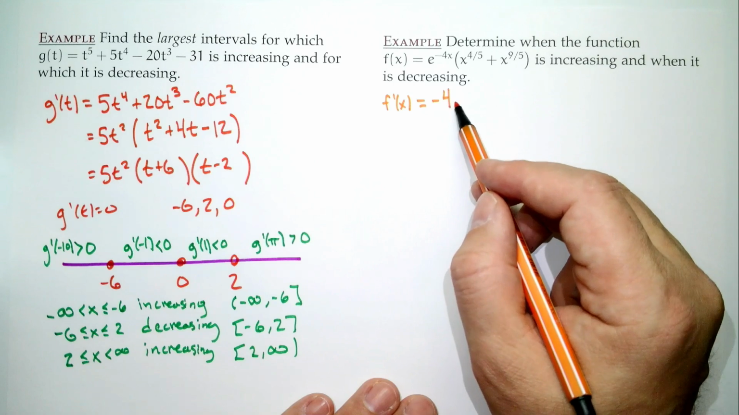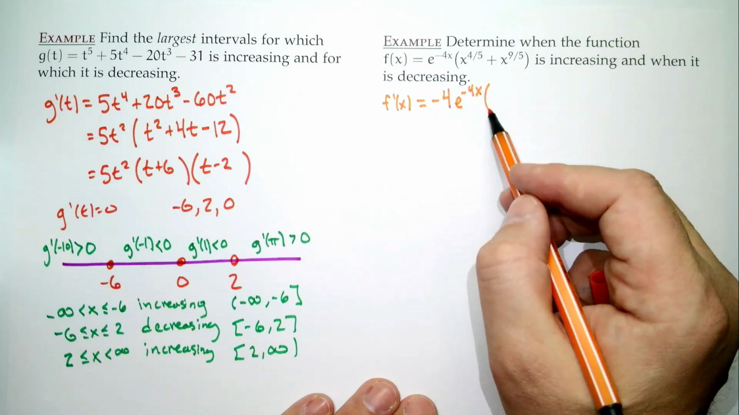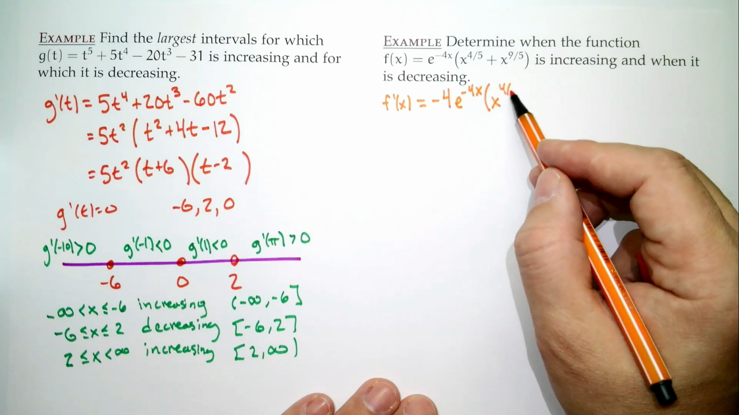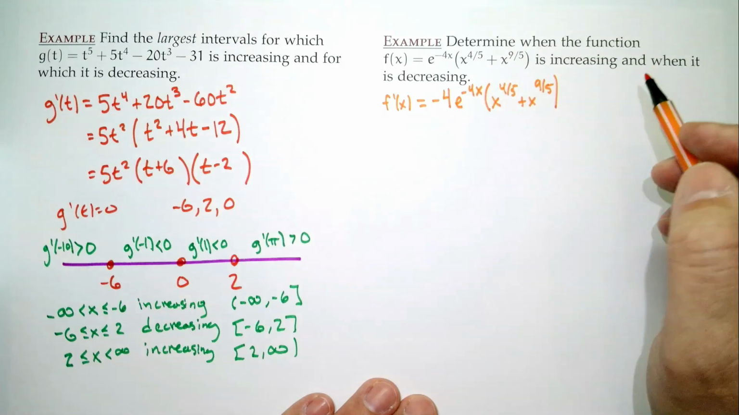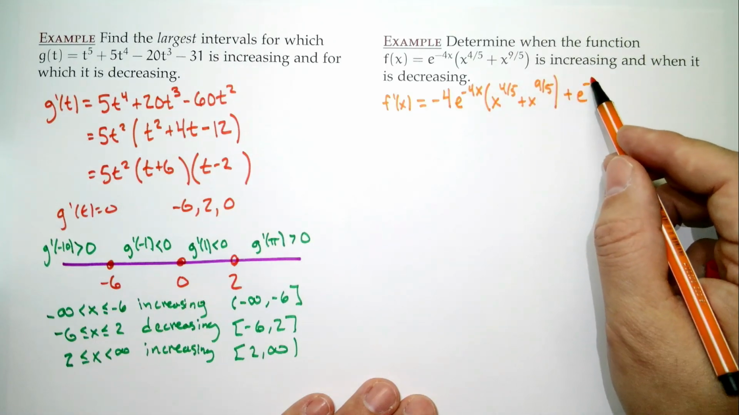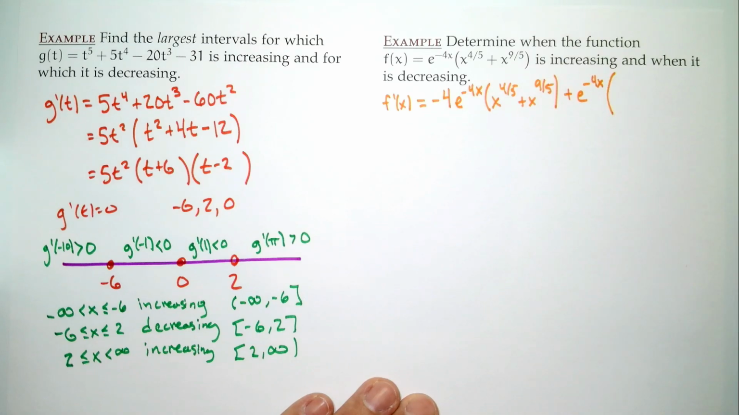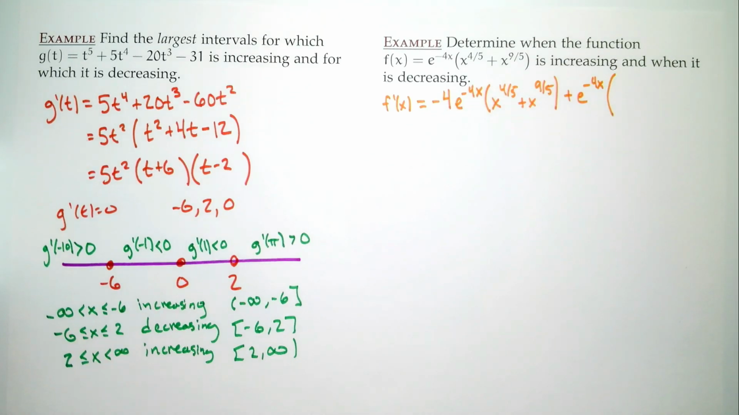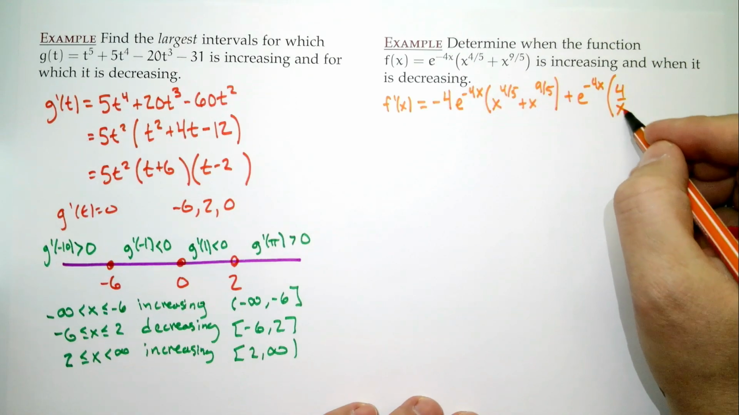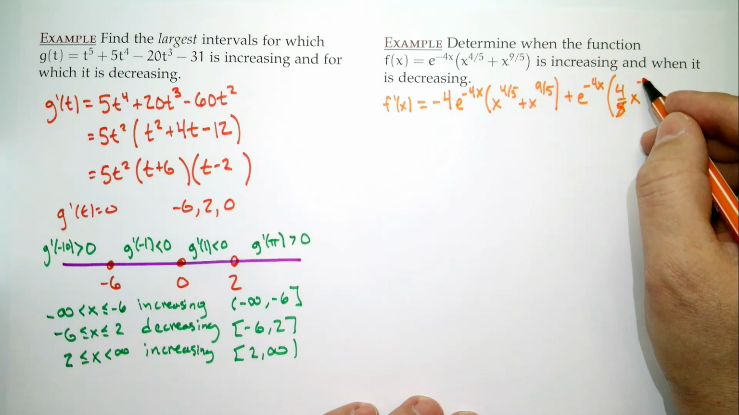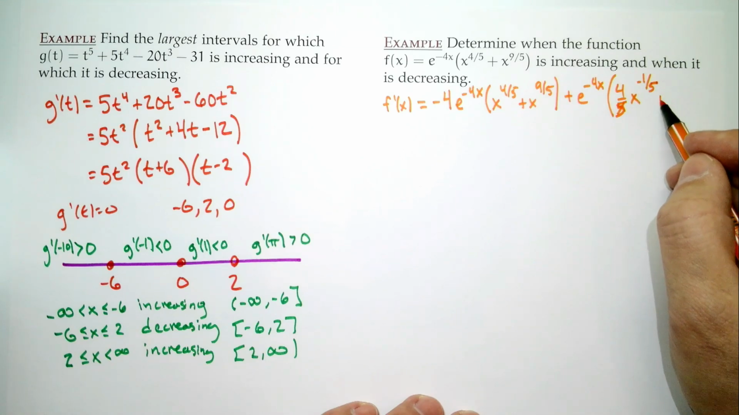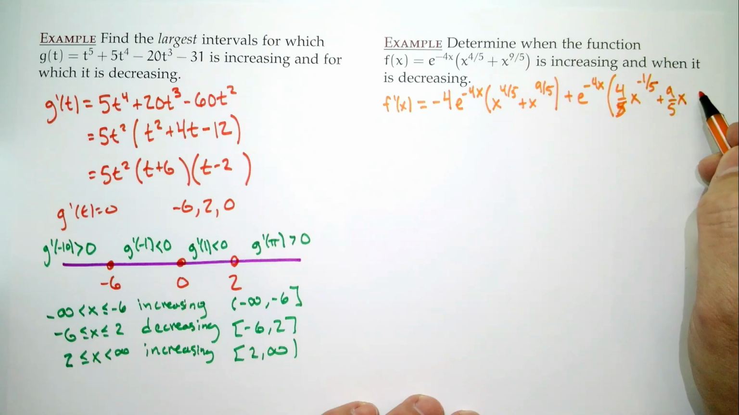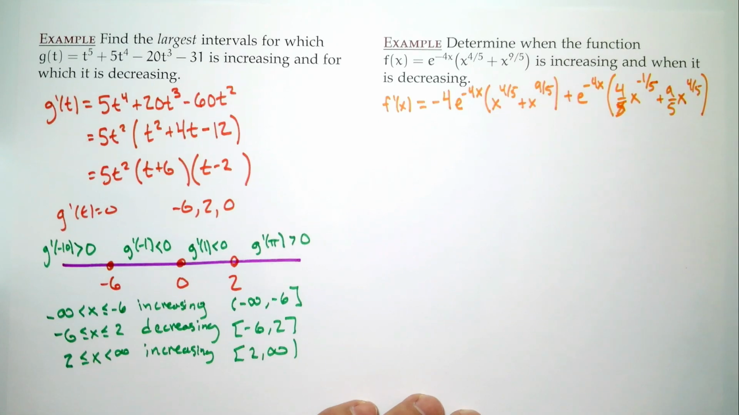So negative 4, e to the negative 4x. The second term stays as is: x to the 4/5 plus x to the 9/5. Now, add to that e to the negative 4x times the derivative. What's the derivative of x to the 4/5? 4/5 x to the negative 1/5. Derivative of x to the 9/5? 9/5 x to the 4/5 power.